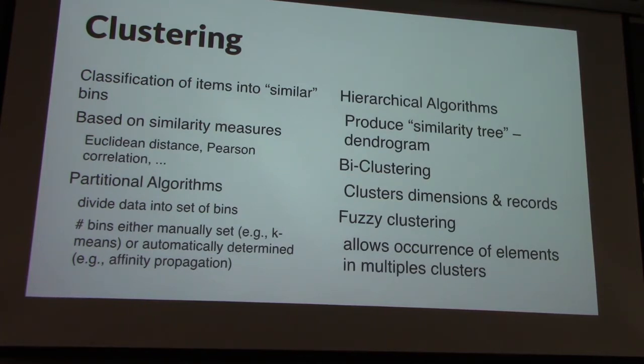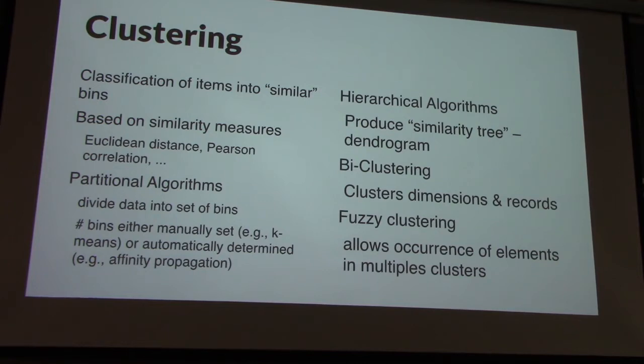I would say there are four major types of algorithms. There are partitional algorithms, which divide the data into a set of discrete bins. Typically, the number of bins is manually set, like in k-means, or automatically determined, like in affinity propagation. Usually you can influence that with some parameterization. In contrast to partitional algorithms, we have hierarchical algorithms, which produce a similarity tree, and we can cut that similarity tree at arbitrary points to create a discrete version of our clustering.